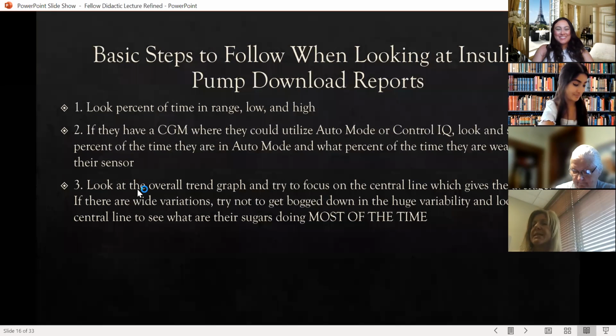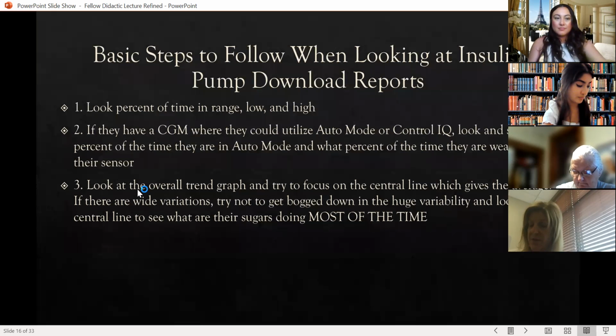All right, basic steps when you're looking at insulin pump download reports. I'm going to show you some reports, but it is pretty impressive what these pumps can show to providers. So this is another, I don't want to say issue, but you have to have the staff to be able to generate these reports for you.